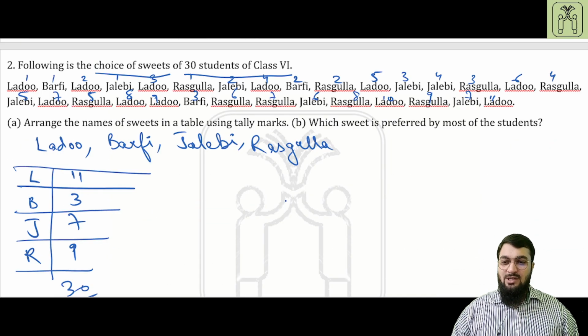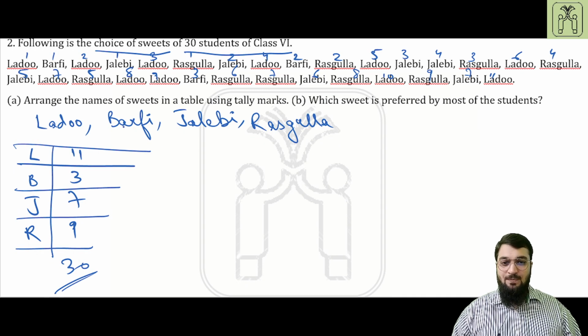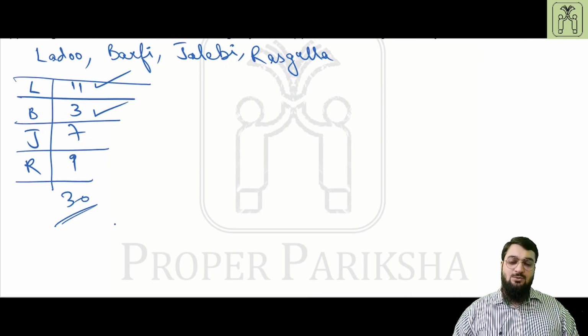So we have organized the data as laddu, barfi, jalebi and rasgulla. After that, we'll attempt part B: which sweet is preferred by most of the students, that is laddu. Least preferred is barfi, and jalebi and rasgulla range in between. Coming to the next question.